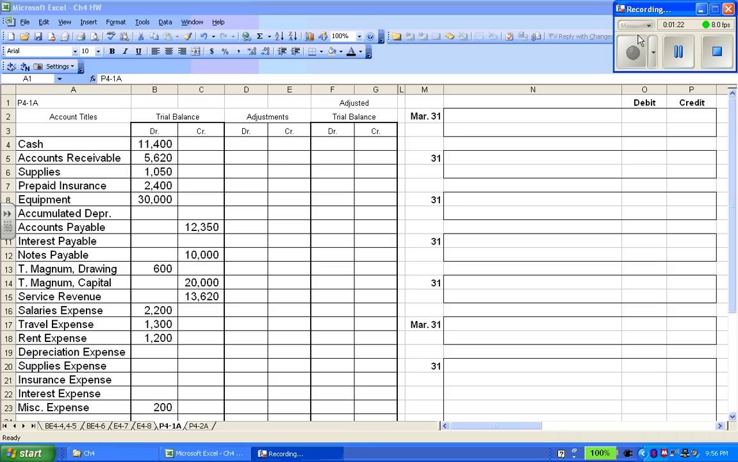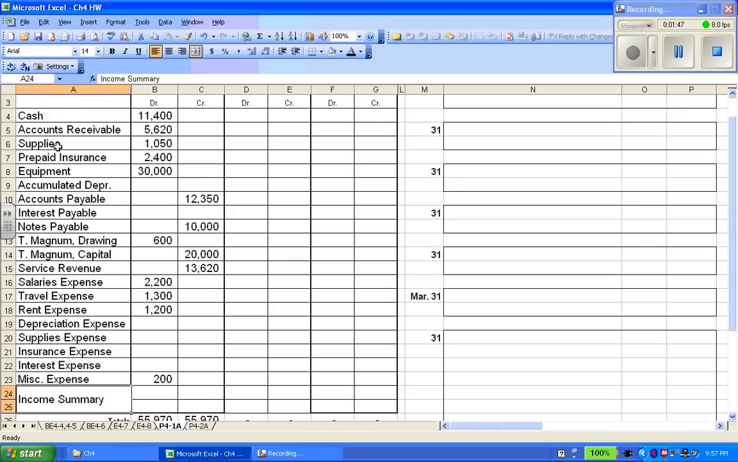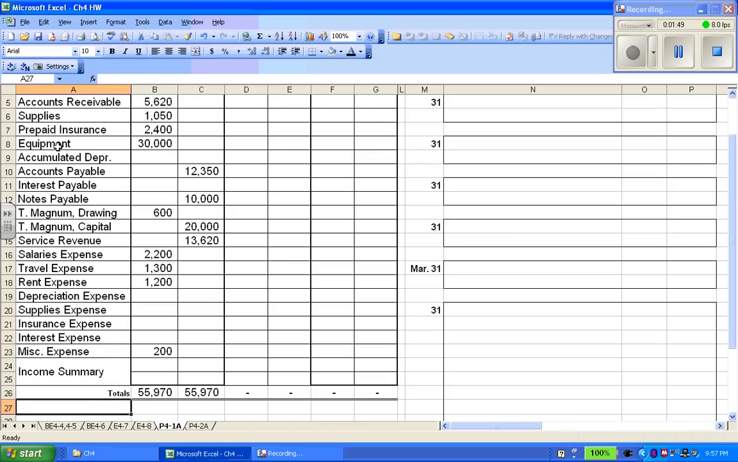What I did here on this spreadsheet was just put the trial balance amounts right here. There's my assets. Here's a contra asset account. Payable means liability. Here's my owner's equity accounts, right? I have the drawing and the capital, then I have a revenue account and my expense accounts. All right, so it's all in order. And then down below here, I have an income summary.